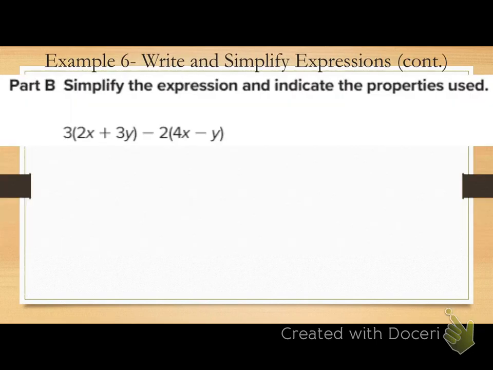Part B wants me to simplify this expression and indicate the properties used. So we've got 3 times 2x plus 3y minus 2 times 4x minus y. So, any ideas as to what's going to be my first step here to simplify this algebraic expression? Any ideas? Someone who hasn't answered yet today.